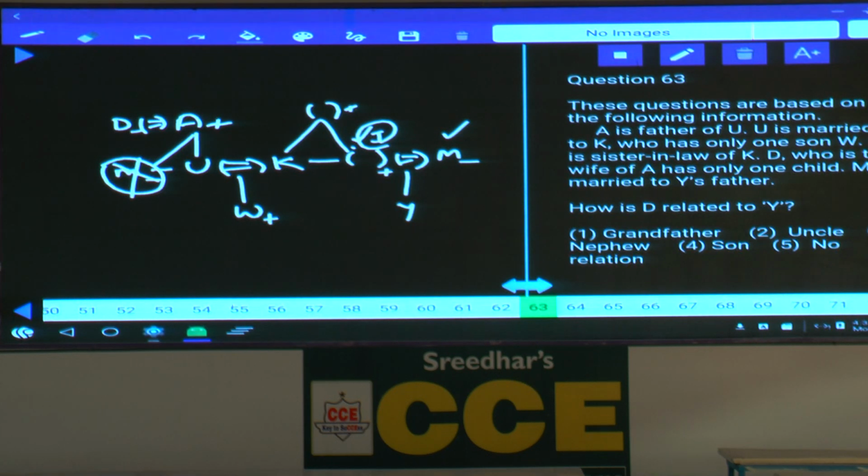Then 63. How is D related to Y? Now, how is this D related to Y? Yes, any answer to this one? No relation between these two. D belongs to this family and Y belongs to this family, and there is no relation between these two. Choice 5. 63, choice 5 is the answer.